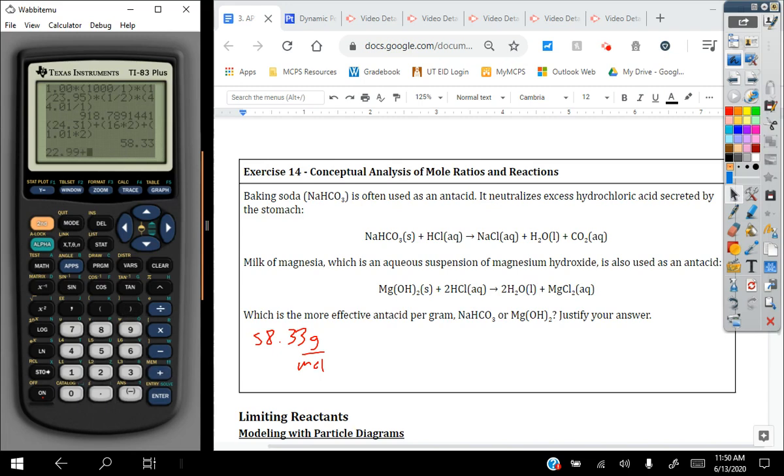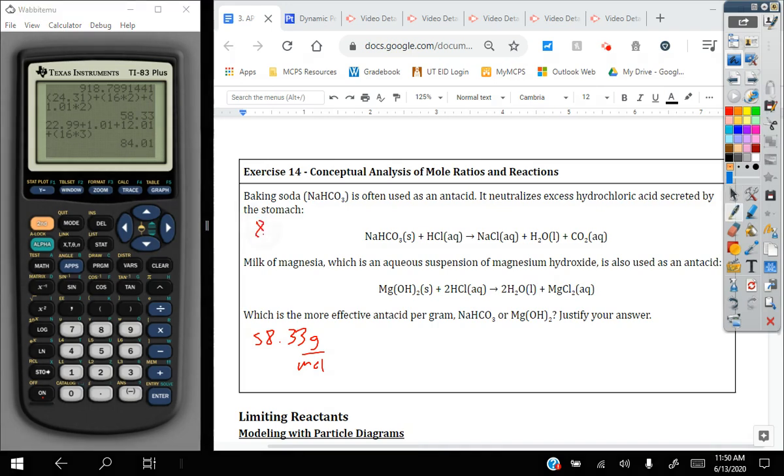22.99 for sodium, plus 1.01 for hydrogen, plus 12.01 for carbon, plus 16 times 3. Which gives me 84.01 grams per mole for sodium bicarbonate. So there's 2 things in play here. We're comparing equal mole amounts, and if we're looking per gram, which is what the question is asking, magnesium hydroxide has a smaller mass per mole.